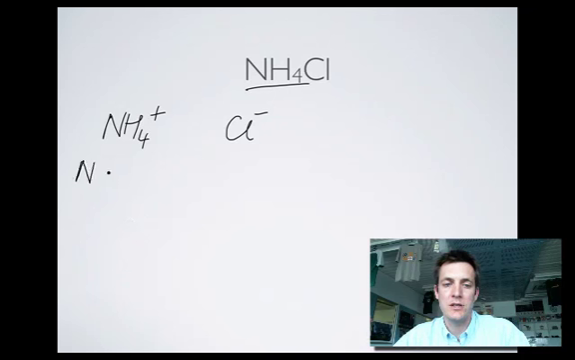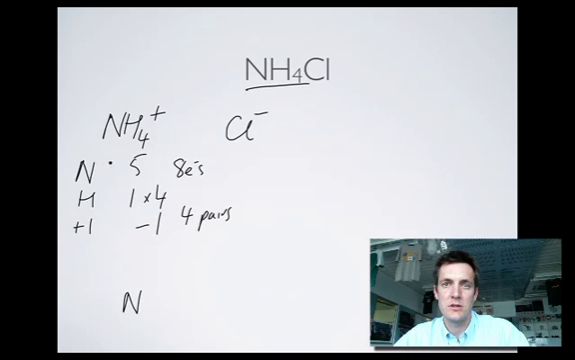Okay, so nitrogen is in group 5. Hydrogen, that's in group 1. But there's 4 of them here, and there's a +1 charge, so I've got to take 1 electron away, because this has lost electrons. So that gives me 8 electrons, or 4 pairs. Okay, so nitrogen is the central atom because it's first named. All the others join to it with single bonds.